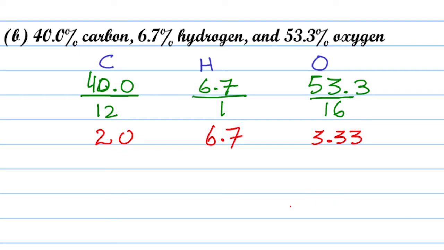So pick the smallest answer of moles and divide all the figures by that. So here, what is the smallest value? The smallest figure is 3.33. So we will divide all of these three values by the smallest figure, that is 3.33.